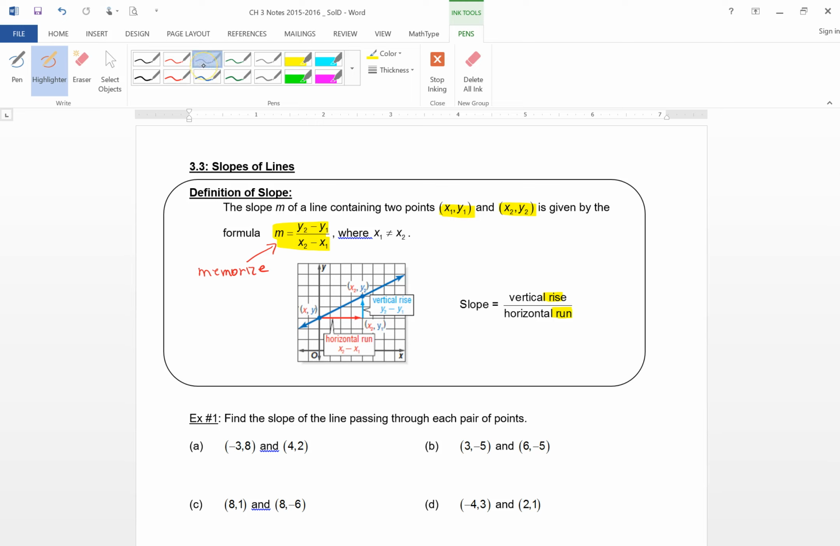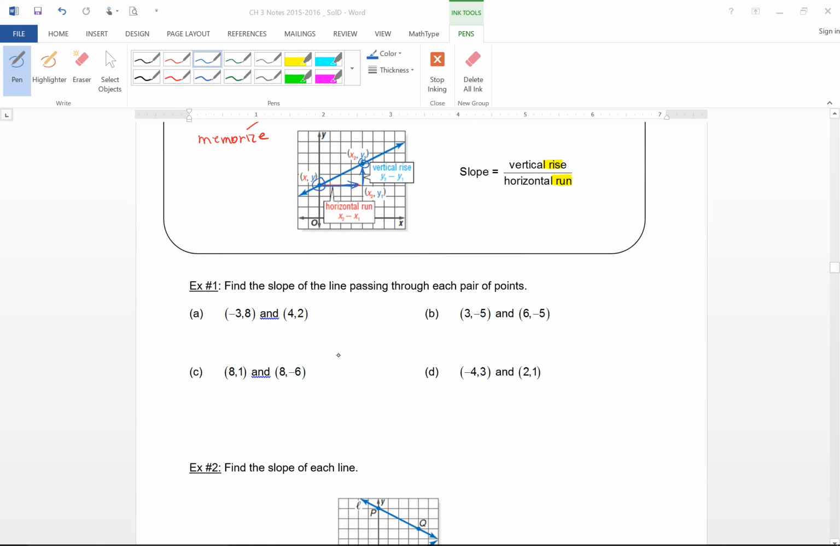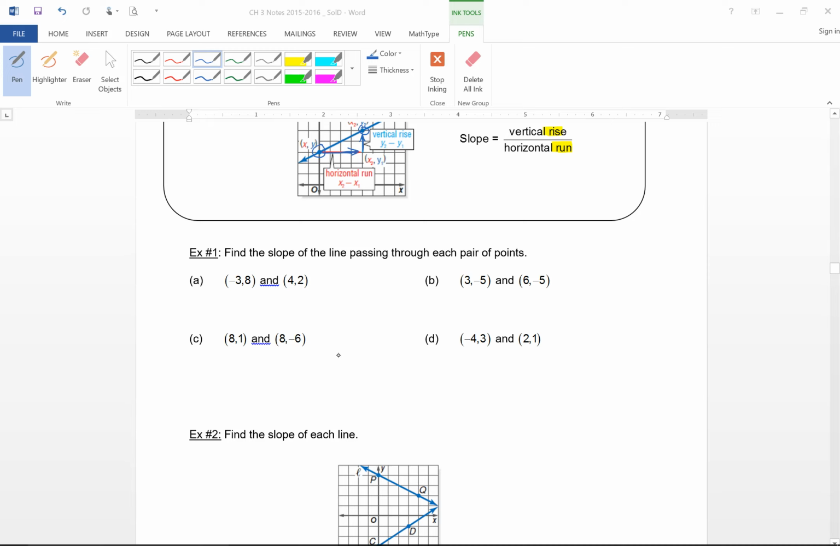We always look at these points from the point further to the left to the point further to the right. And you ask yourself, how do you go from the point to the left to the point to the right? Well, you have to go up a little bit, and you have to go over a little bit. How much you went up over how much you went over is another way to find your slope. So let's find the slope of these points here.